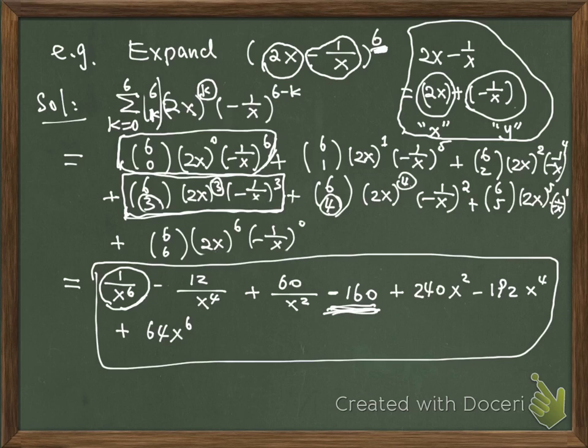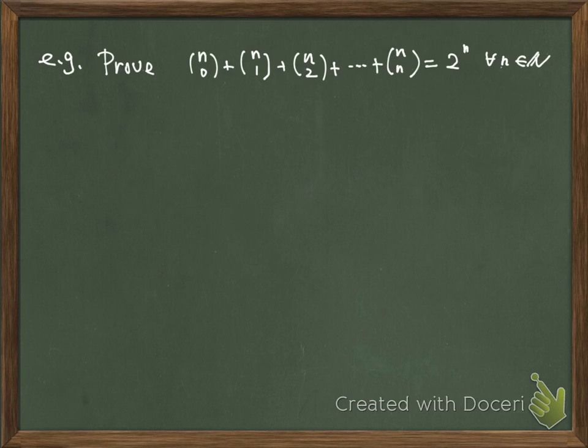Okay? All right. Another quite interesting application of the binomial formula I would like to introduce is the third example here. Let's try to prove the identity that 2 to the n is always equal to the sum of the binomial numbers n choose 0 plus n choose 1 all the way to n choose n for any natural number n. Okay.